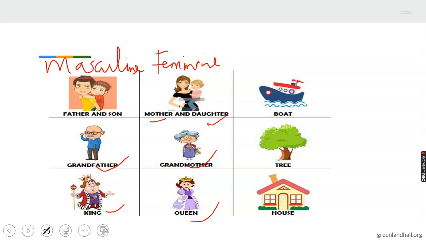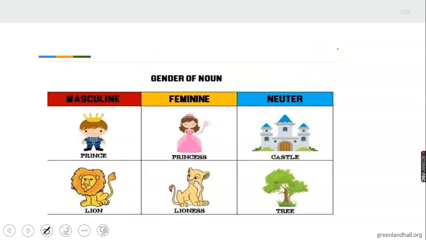You can see that all these are neuter gender. They are not female, they are not male. The boat, the tree, the house, they are all neuter gender. That's N-E-U-T-E-R, neuter gender.